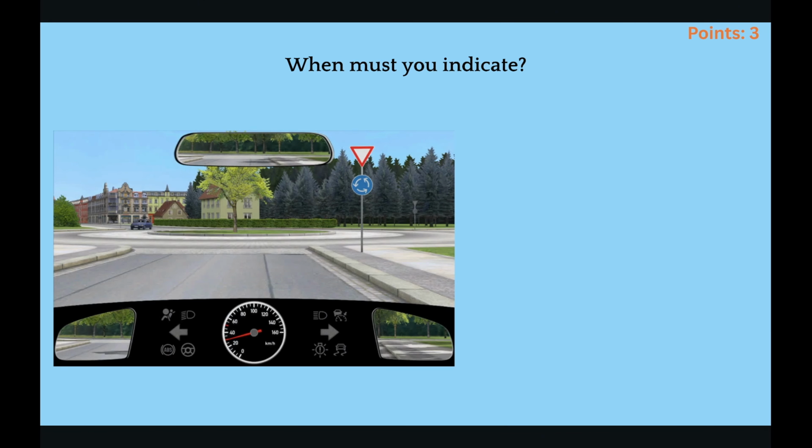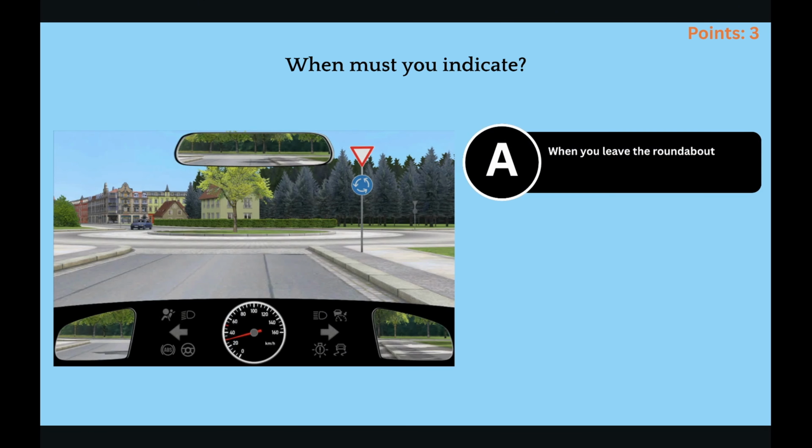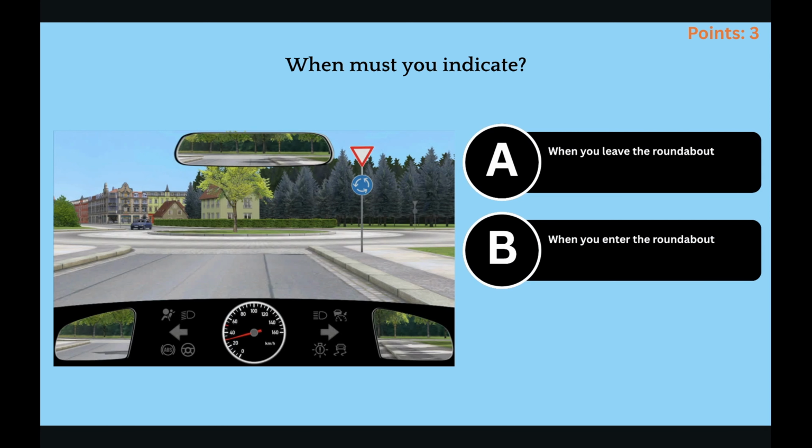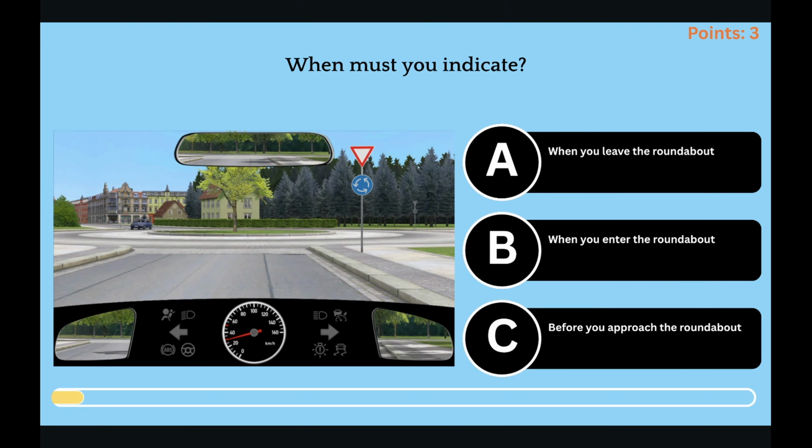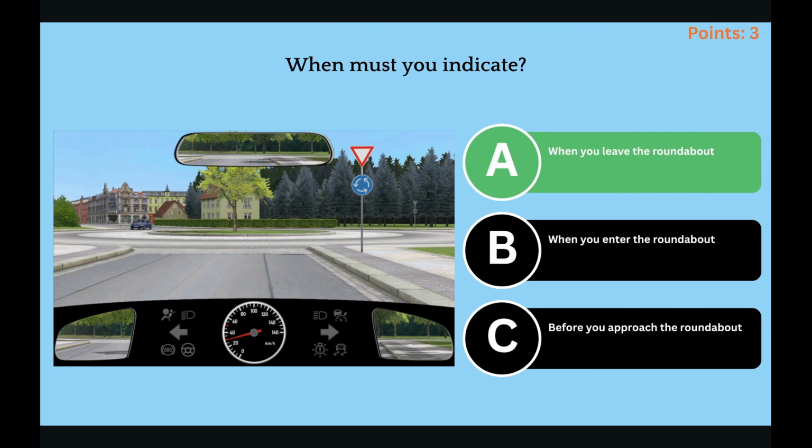When must you indicate? A. When you leave the roundabout. B. When you enter the roundabout. C. Before you approach the roundabout. A is the correct answer. You indicate when you leave the roundabout.